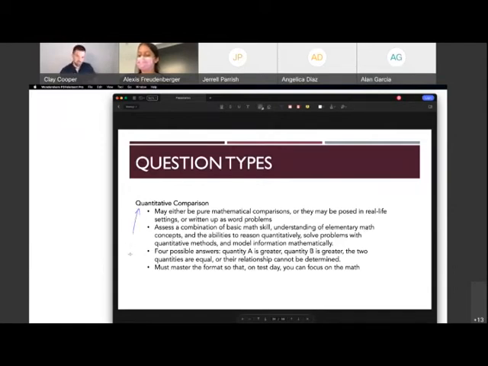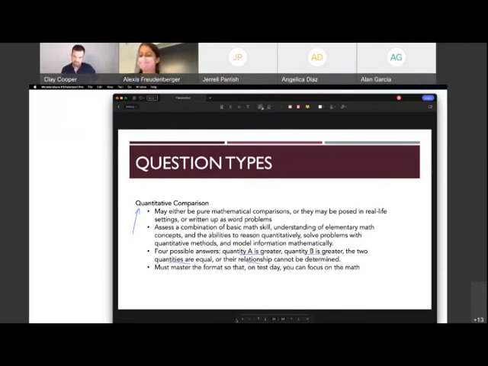The first question type I want to talk to you about in the quantitative section is quantitative comparison. They will give you two quantities, and then they will ask you which is greater. The four answer choices that will always accompany a quantitative comparison question are: quantity A is greater, quantity B is greater, the two quantities are equal, or we don't have enough information to determine the relationship.